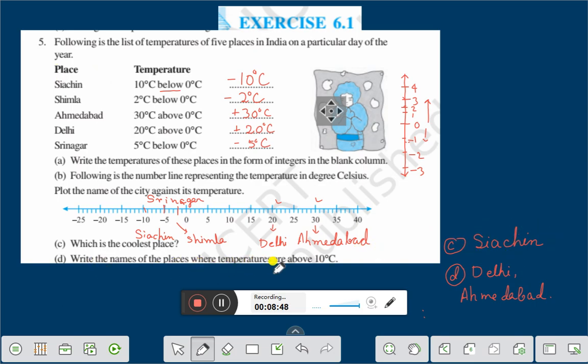And D, write the names of the places where temperatures are above 10 degrees centigrade. Above 10 degrees means 20 degrees centigrade and 30 degrees centigrade, that is, the cities are Delhi and Ahmedabad. Here you see Delhi and Ahmedabad. This is the solution of question number 5, exercise 6.1.